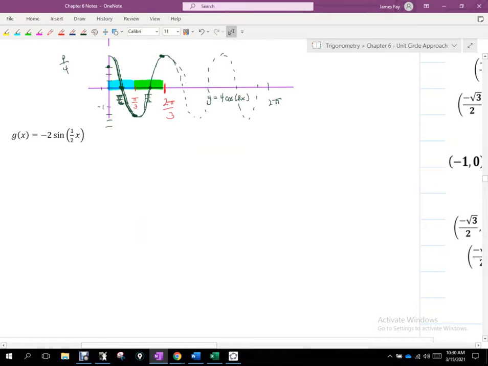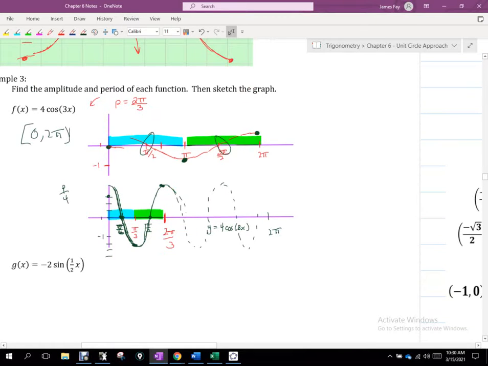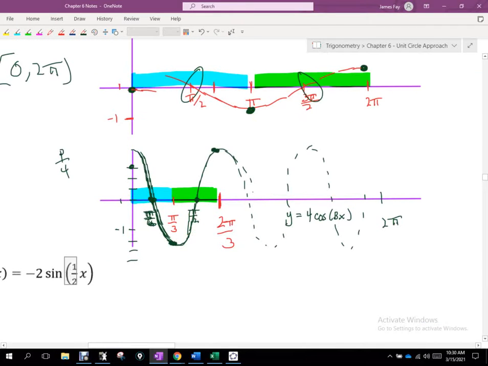This next one. If we had a number bigger than 1 as the b value, that became a horizontal compression. This is a number less than 1, between 0 and 1. What's that going to do? It's going to stretch it.